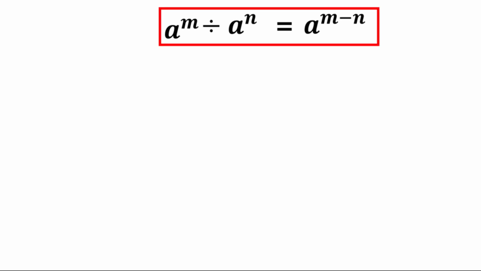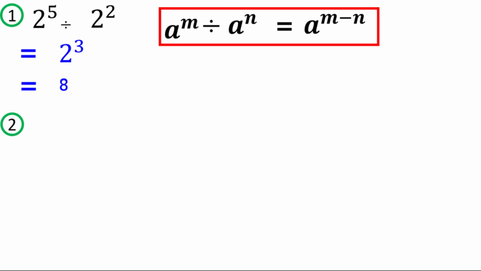Second rule, a raised to the power m divided by a raised to the power n. Just write the same base and subtract the two powers, m minus n. For example, if we have 2 raised to the power 5 divided by 2 squared equals 2 to the power 5 minus 2, which equals 3, so it will be 2 cubed equals 8.